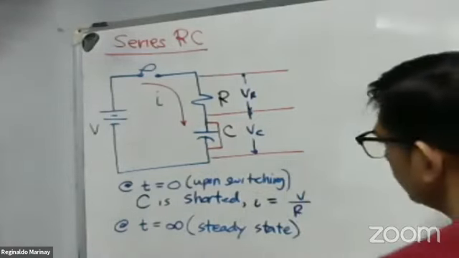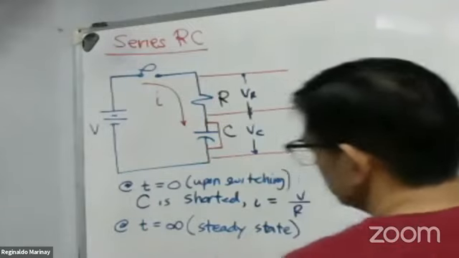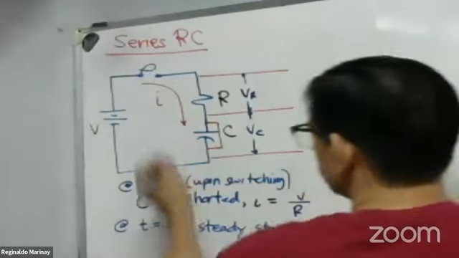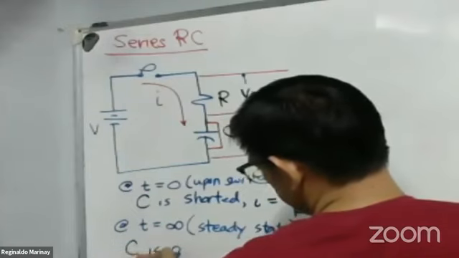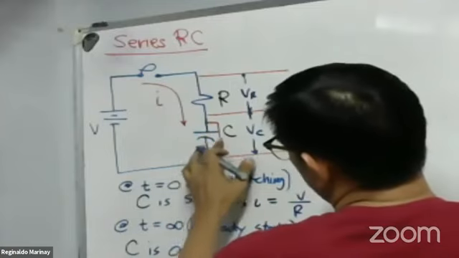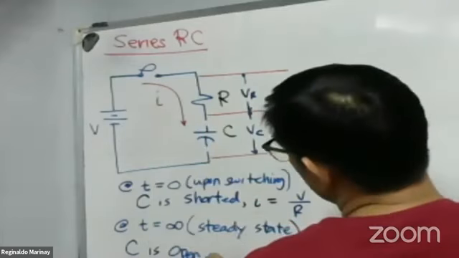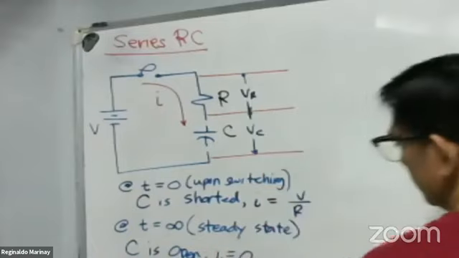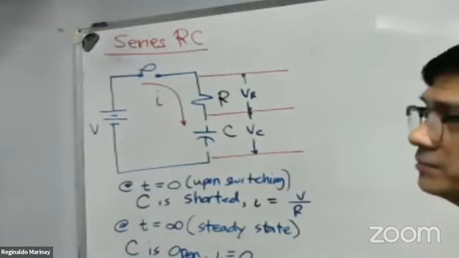Then, what about now, at time t is equal to infinity? Meaning, it is a steady state. Tawag nga ng teacher ko dyan is babad. Paano pag nakababad siya? Babad na yung switch natin. So, our C now is open. Capacitor is open. So, if we have an open capacitor here, therefore, of course, there will be no current that will flow. I is equal to 0. Okay? That is the transient behavior of a capacitor.